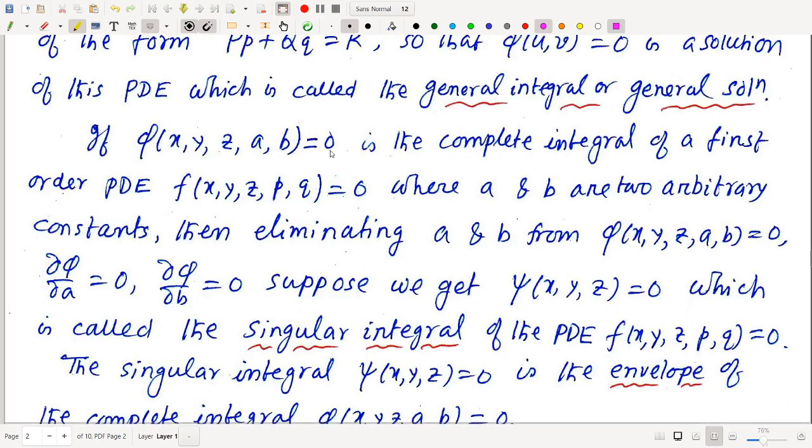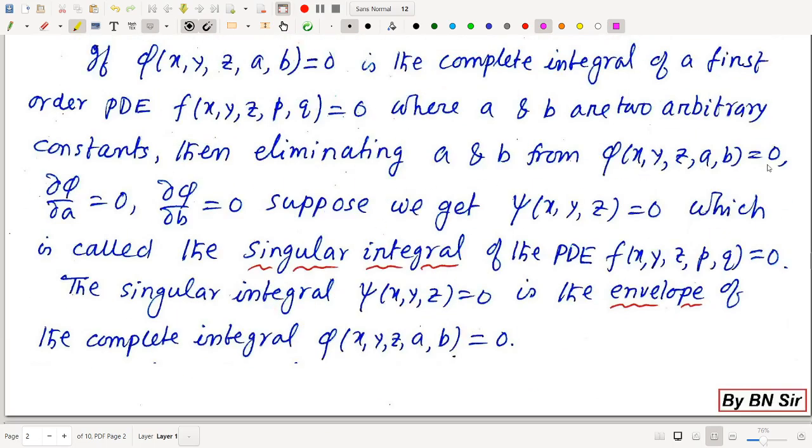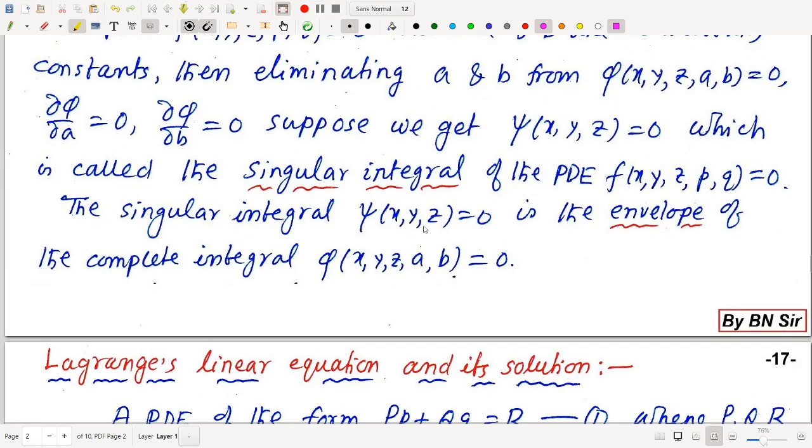If phi x, y, z, a, b equal to 0 is the complete integral of a first order PDE f x, y, z, p, q equal to 0, where a and b are arbitrary constants, then eliminate a and b from phi x, y, z, a, b equal to 0, del phi del a equal to 0, and del phi del b equal to 0. Suppose we get psi x, y, z equal to 0, with a and b eliminated; this new relation is called the singular integral of the PDE f x, y, z, p, q equal to 0. The singular integral psi x, y, z equal to 0 is actually the envelope of the complete integral phi x, y, z, a, b equal to 0.